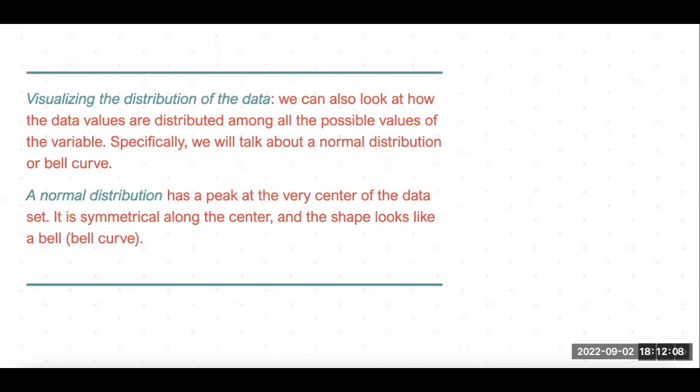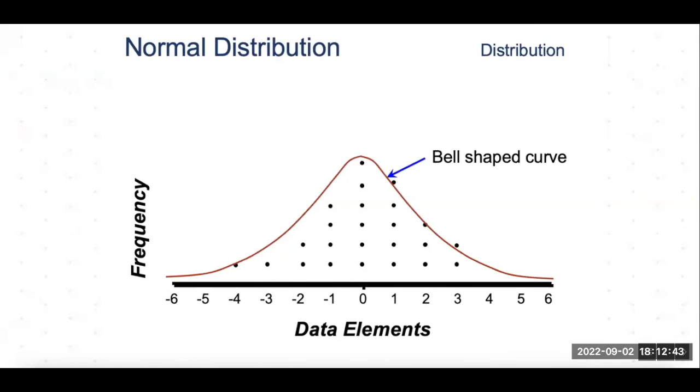Lastly, we have normal distribution. Normal distribution is a visualization where it's symmetrical when you have the shape plotted out. We can also look at how the data values are distributed among all the possible values of the variable. Specifically, we will talk about a normal distribution or bell curve. The bell curve has a peak at the very center of the data set. It looks like this. At the very center of this data set, we have the peak. And if you reflect this, it means it's symmetrical along this line at the center.